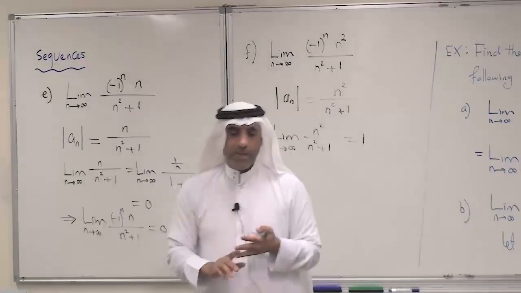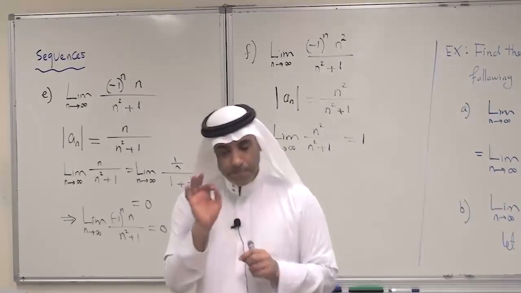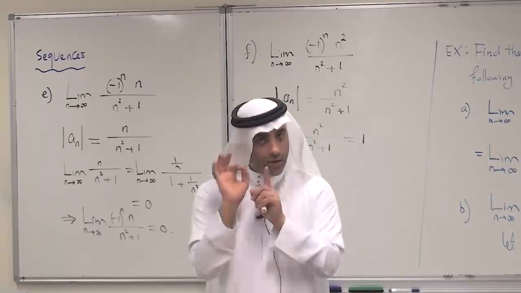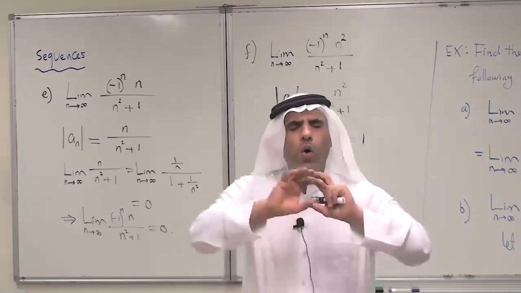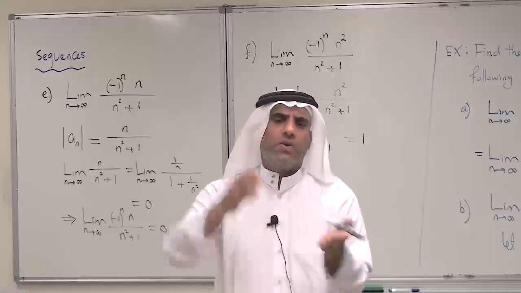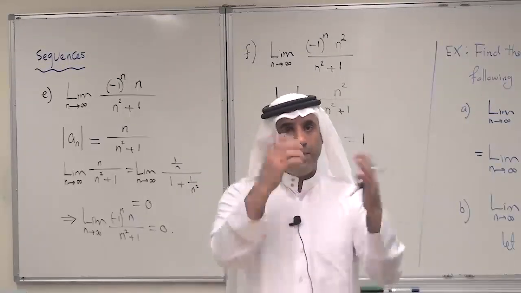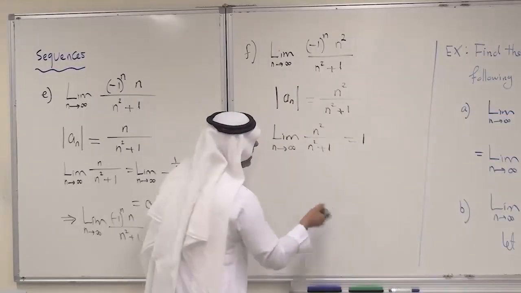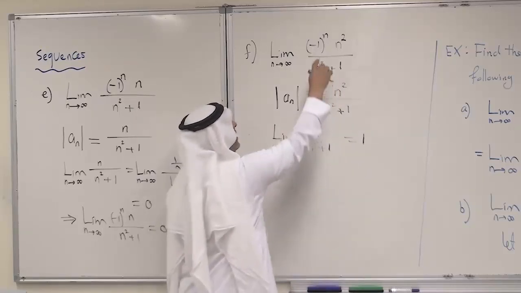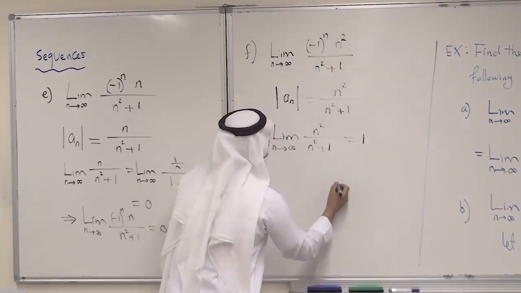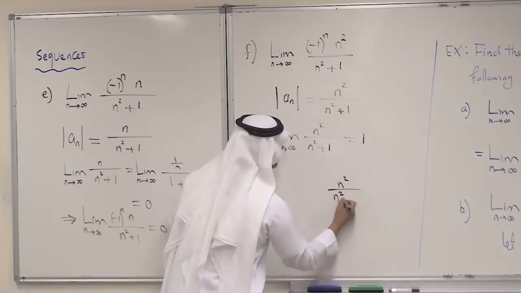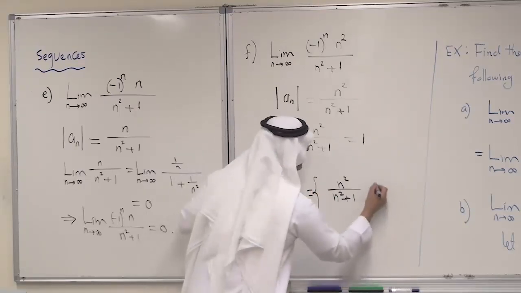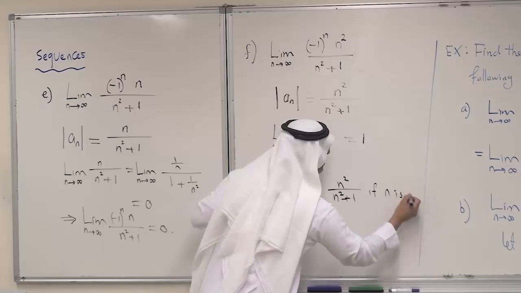Another way to say that: we have a nice theorem that says a sequence is convergent if and only if all its subsequences converge to the same limit. Meaning, for example, if you take this specific one with minus 1 to the n, then you can construct two subsequences. If you take n to be even, then this will be just n squared over n squared plus 1. Meaning, I can rewrite an like this: it will be n squared over n squared plus 1 if n is an even number.